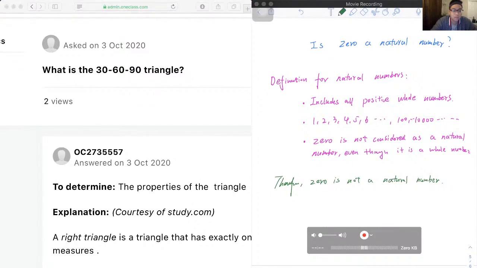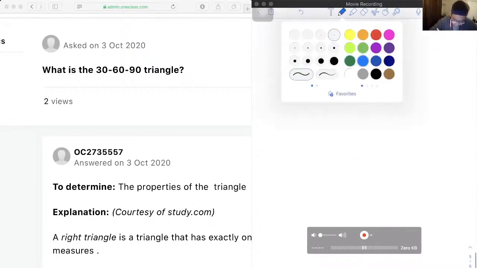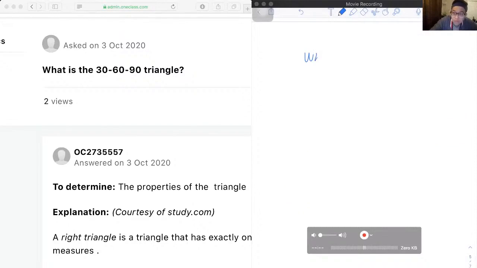So next we have our question: what is a 30, 60, 90 triangle? Okay, so first, let's copy down the question. So, what is the 30, 60, 90 triangle?